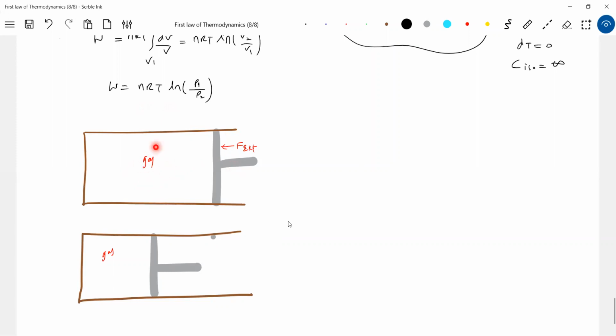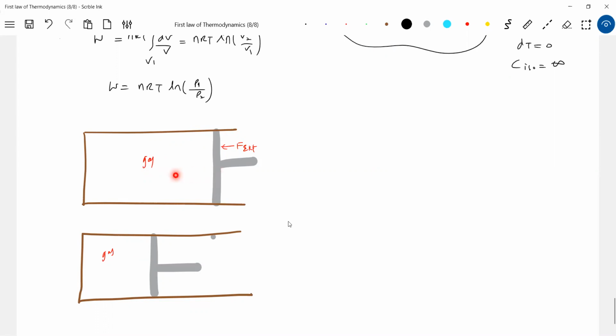The gas will not decide what process it will undergo. The external agent, I am an engineer, I am going to decide what process the gas will undergo. So which gas will undergo isothermal process? Any gas can undergo isothermal process. Finish, over.